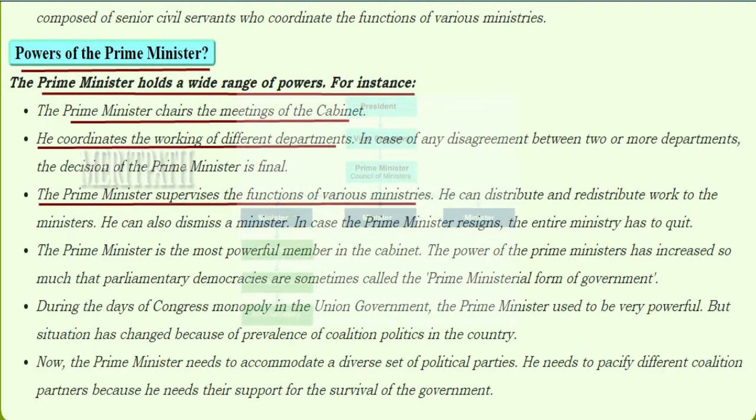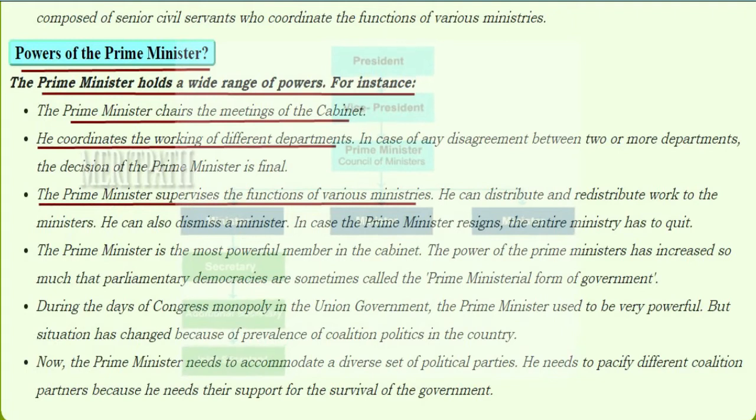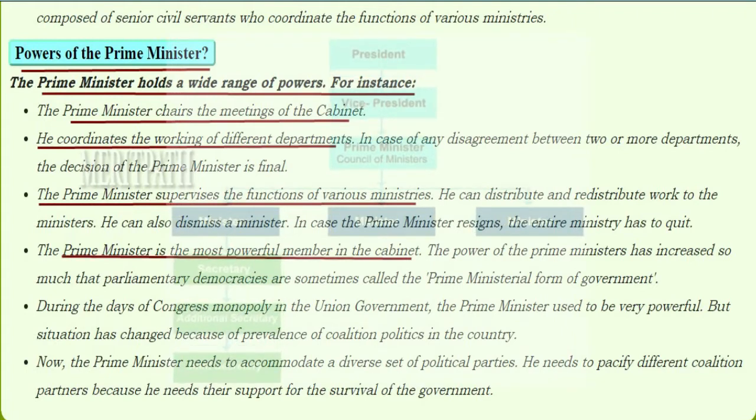The Prime Minister supervises the functions of various ministries. He distributes and redistributes the work to the ministers. He also can dismiss a minister. In case the Prime Minister resigns, the entire ministry has to quit. The Prime Minister is the most powerful member of the cabinet.